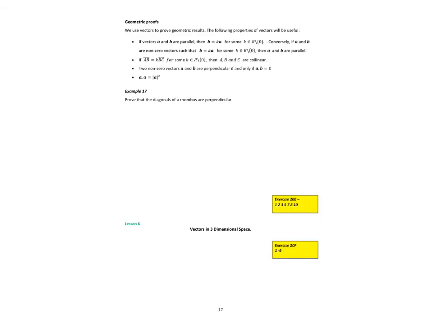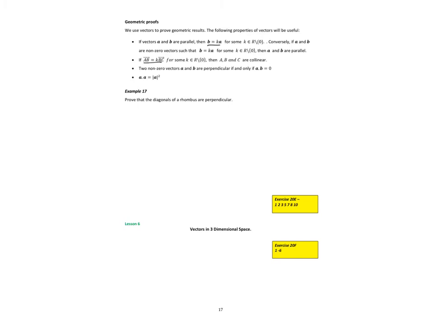So let's just extend that now into a little bit of proofing. Proofing is something that we find challenging, but we just need to practice it, all right? So to prove geometric results, the following properties are often useful. If A and B are parallel, then B is some factor of A. Conversely, if we're told B is equal to KA, then they are parallel. So they work both ways.